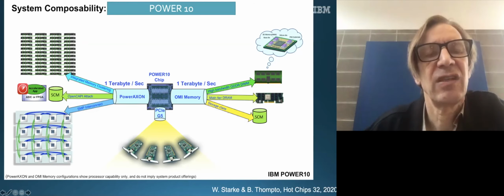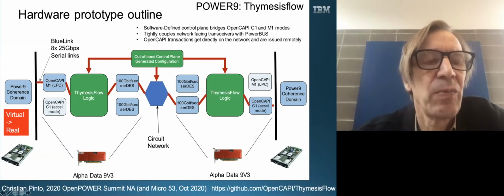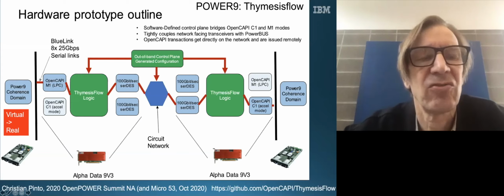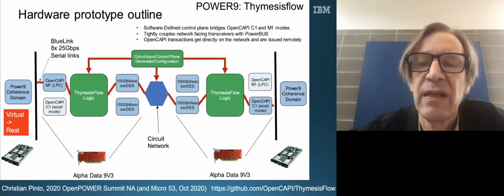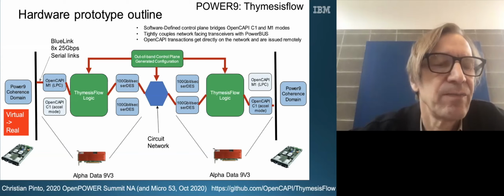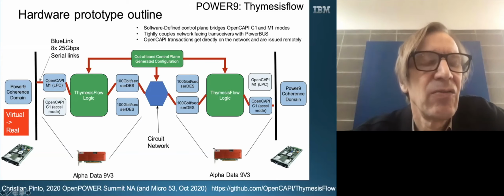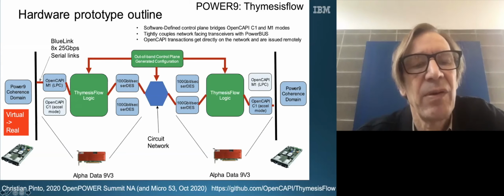And I'll talk first about the prototype of this that we worked on with IBM Research called the Thymesis Flow. So what you do here is you actually use the OpenCAPI interface in two different modes. Let's say that this Power9 processor on the left wants to access memory on another processor in the cluster. So you use a virtual address, or actually effective address, translated to a real address, and that real address gets mapped to a particular OpenCAPI port.